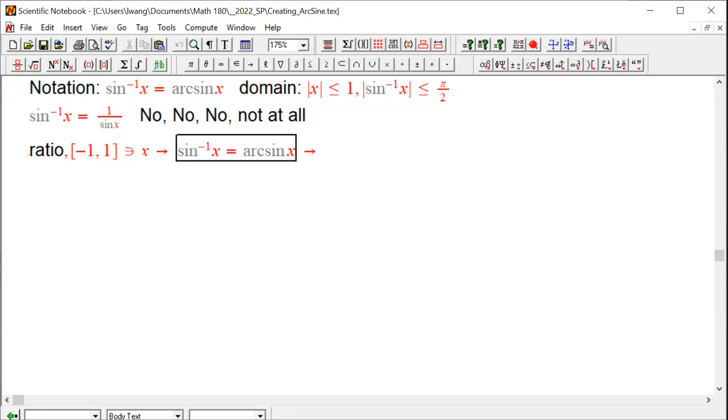And the output are what? Radians or arc lengths on the unit circle. And where is it going to be? It's going to be between -pi/2 and pi/2, you guys.